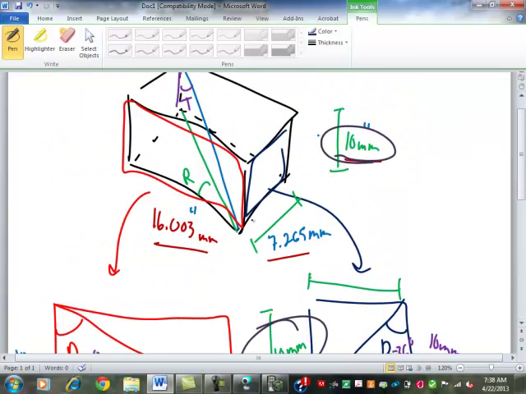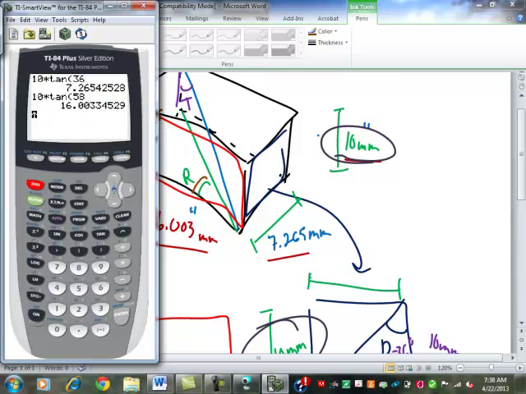So now we can find this angle of rotation here, because it's going to be the inverse tangent of 7.265 over 16.003. Second tangent, 7.265 divided by 16.003. 24.42 degrees.